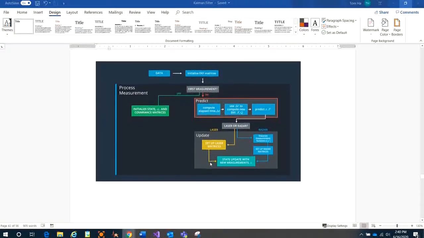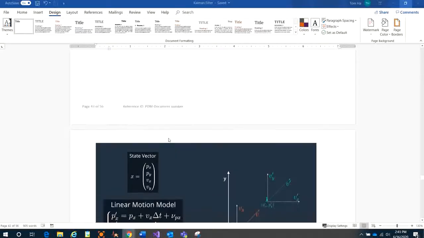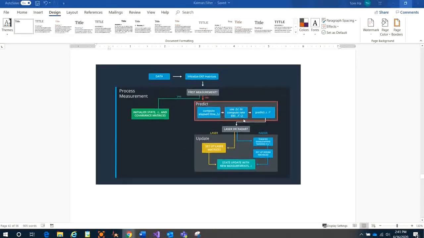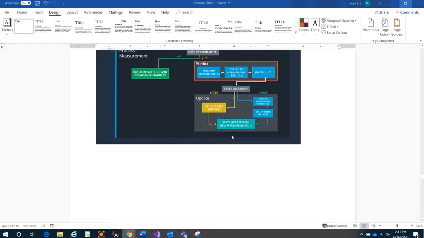So go back to the model. Now we start the prediction step. In the Kalman filter, we start with the prediction step. In the prediction step, we predict S and P. That's our purpose.